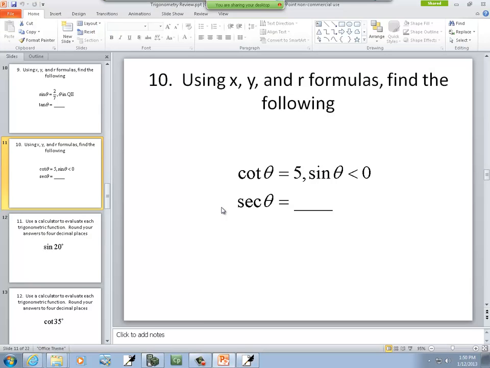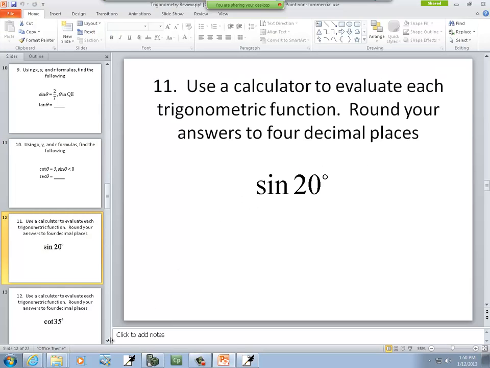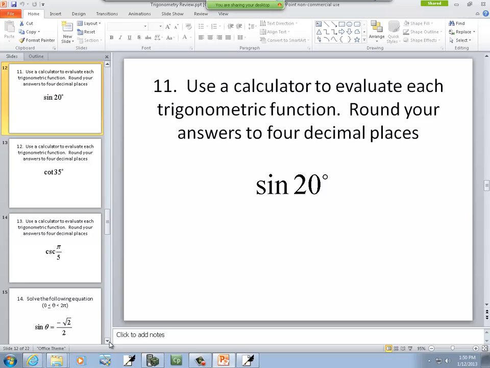Now these next ones are calculator problems. Grab a drink here, I'm getting thirsty. There we go.